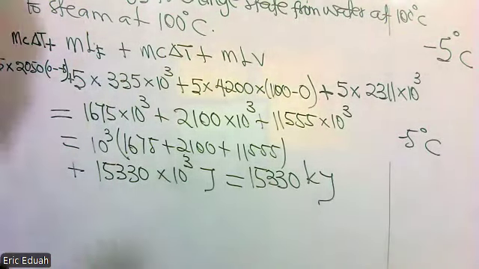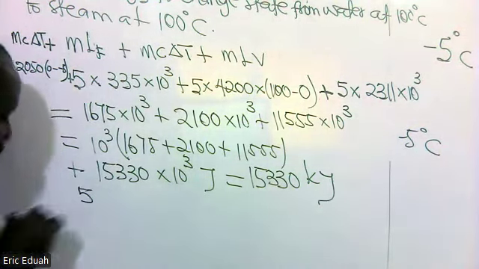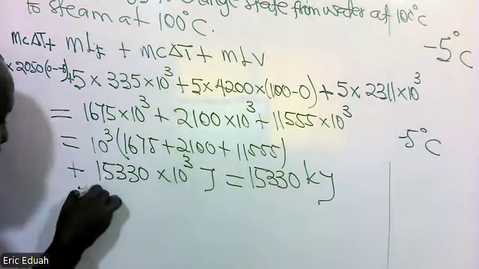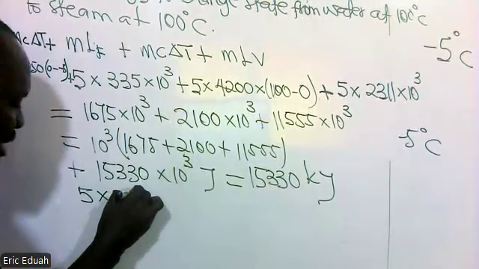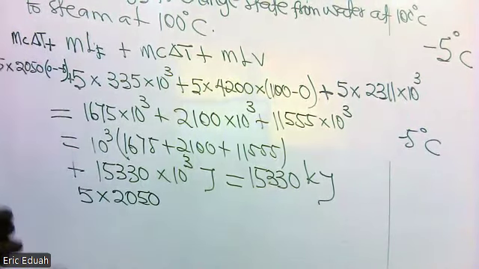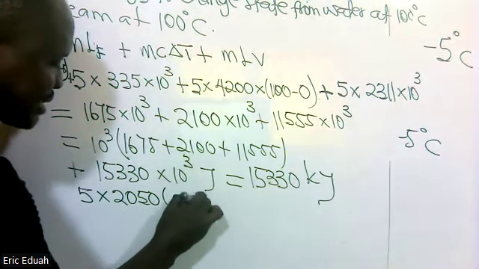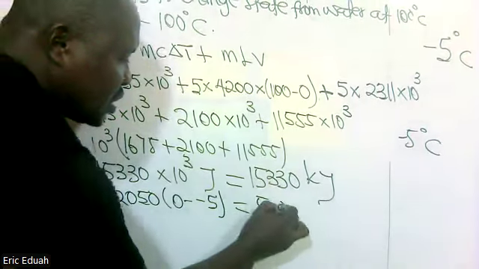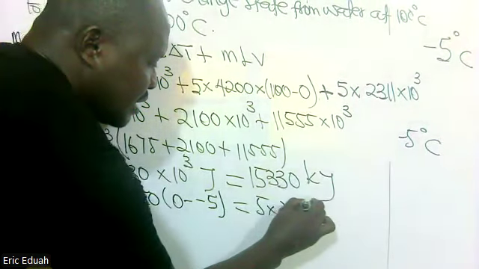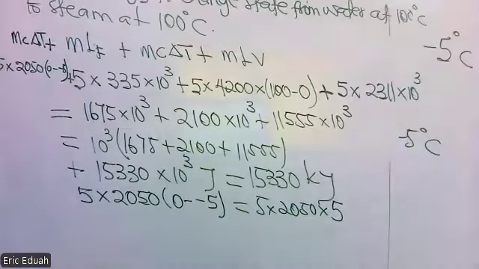Let me bring that down here. So the mass of ice, 5, times the specific heat capacity of ice, 2050, times the change in temperature, 0 minus -5. So that we have 5 times 2050 times 5. That will be the difference.